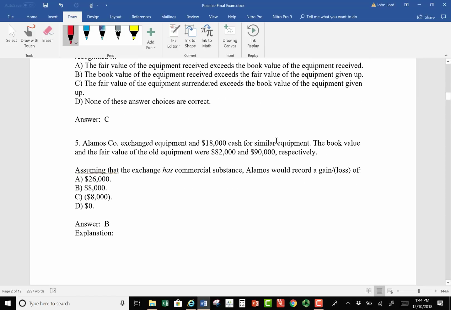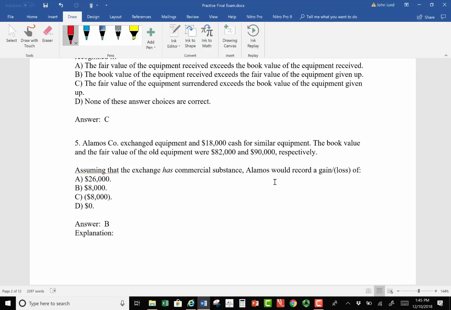Okay, number 5. Alamo exchanged equipment and $18,000 cash for similar equipment. The book value and fair value of the old equipment were $82,000 and $90,000, respectively. Do you guys understand what it means when it says respectively? Sometimes I get students during a test will say, what's respectively? Okay, that means that the first one applies to the first number, the second one applies to the second number. So book value is 82, and fair value is 90.